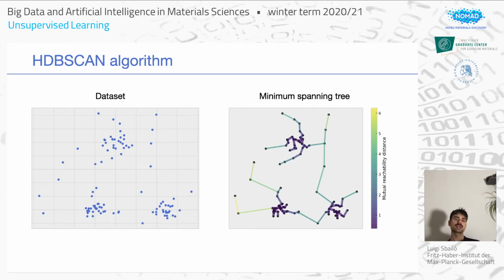The first thing that this algorithm does is build a minimum spanning tree. In this minimum spanning tree, edges between points are their mutual reachability distance. The way this minimum spanning tree is built deploys some graph theory techniques, and it is constructed as follows.